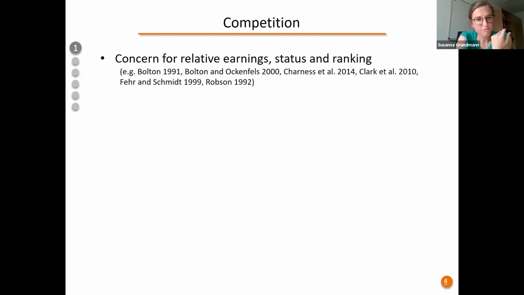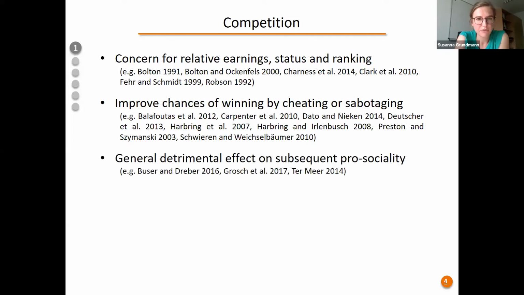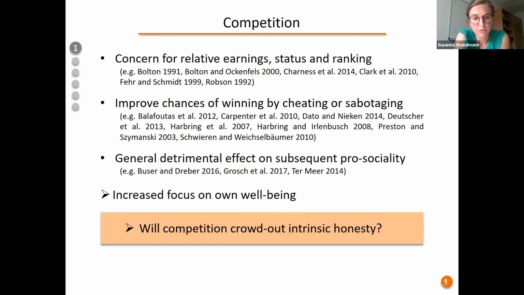And research shows that people have a large concern for their relative earnings, status, and ranking. And therefore, it's not surprising that many papers also find that people try to improve their chances of winning a competition by cheating or sabotaging others. And finally, it has also been found that competition tends to have a general detrimental effect on subsequent prosociality. So altogether, it appears that competition induces a kind of increased focus on own individual well-being. So against this background, I asked the question whether competition will crowd out intrinsic honesty in my setting.